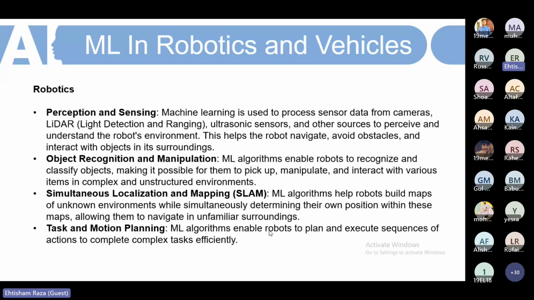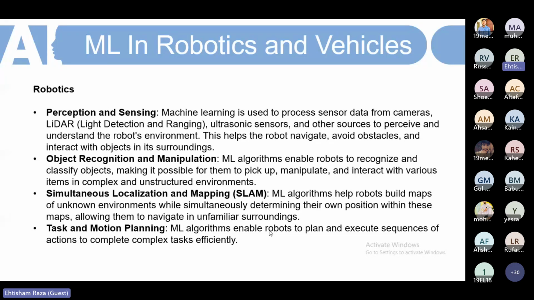Perception and sensing. If your robot has to understand anything, all the sensors equipped on the robot feed the machine learning algorithms. Once the sensors take input, the perception from the environment, the output comes from the machine learning model. The model tells what kind of action you have to perform, how to navigate in the environment, and how to avoid obstacles. Because of all this, machine learning is helping robotics understand these things.